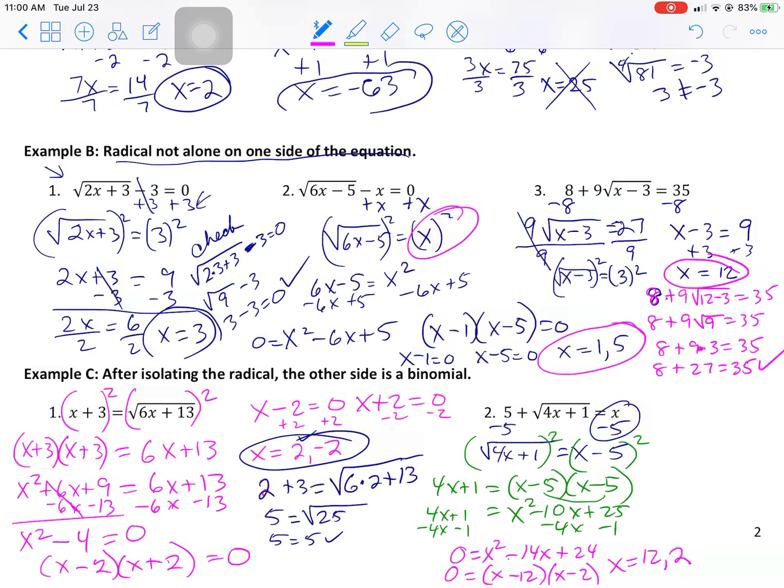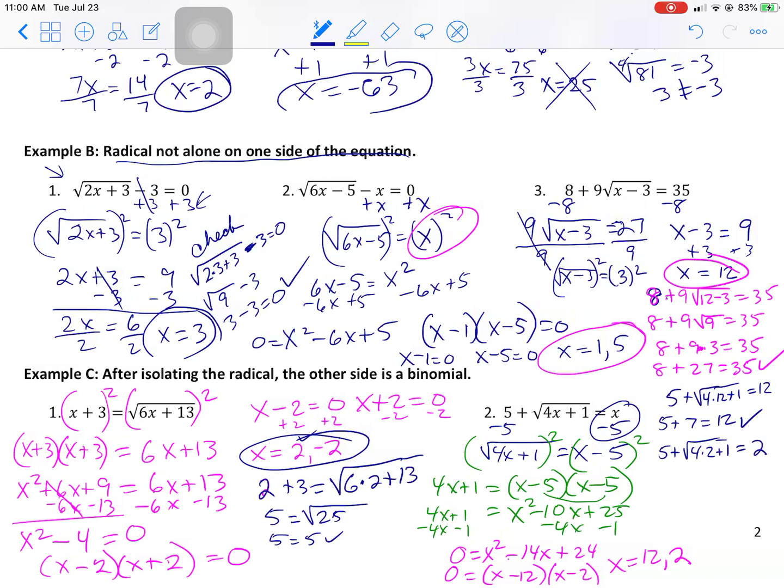Both of them have to be checked. All right, so 12. Okay, so 5 plus the square root of 48 plus 1 is 49. The square root of 49 is 7, which is 12. That one's good. All right, the other one was 5 plus the square root of 4 times 2 plus 1 equals 2.